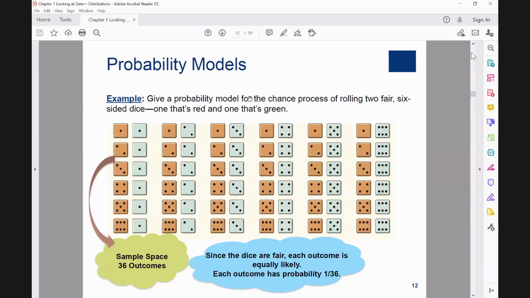Then when we talk about probability models, that means we have all outcomes. That means we have the sample space, which is called capital S, and we have the probability model. That means we have the probability for each outcome.